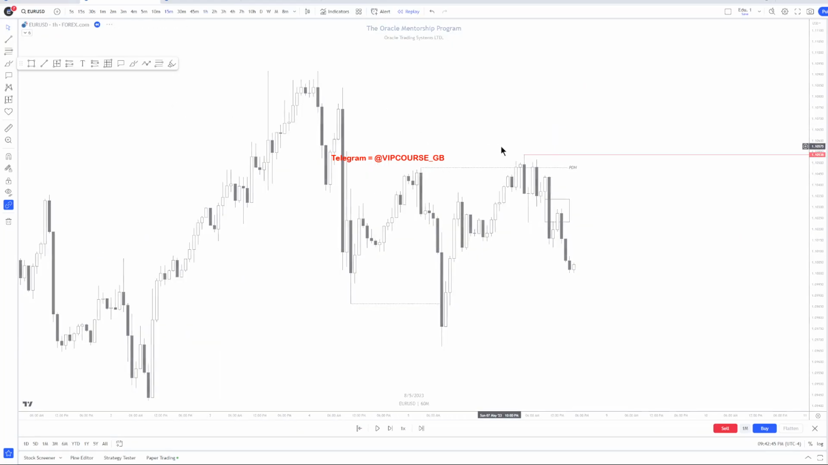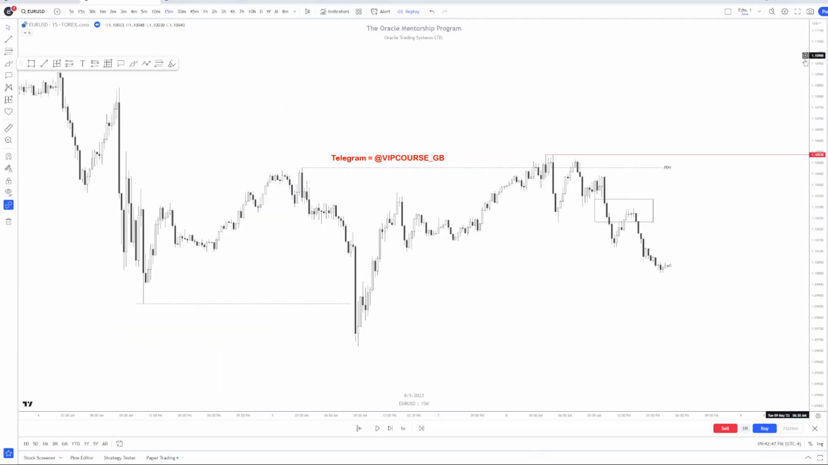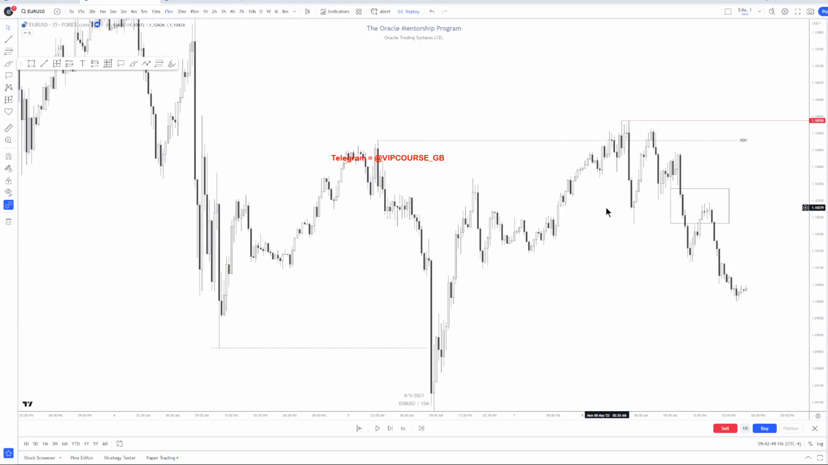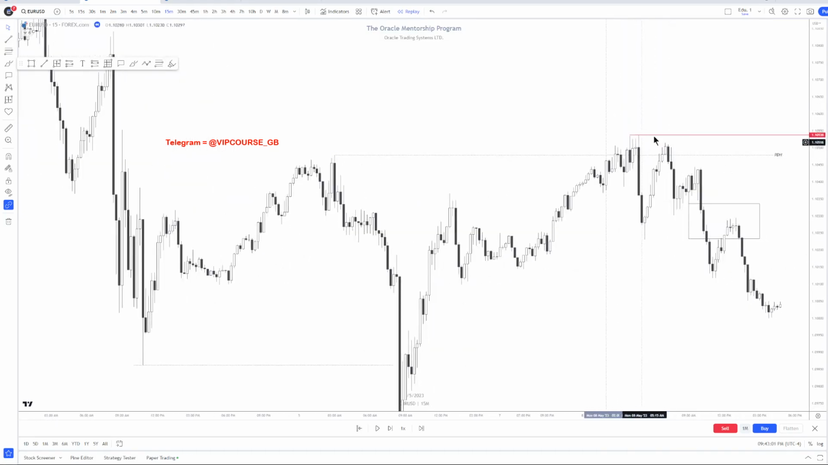Okay, go to the 15-minute. Just see how this distributed out. Let's start studying the time as well. So we have the start of the London session, kill zone here at 2 to 5 a.m. So it happened in the New York kill zone. High of the week set in the New York kill zone. That's ideal time to see manipulation.